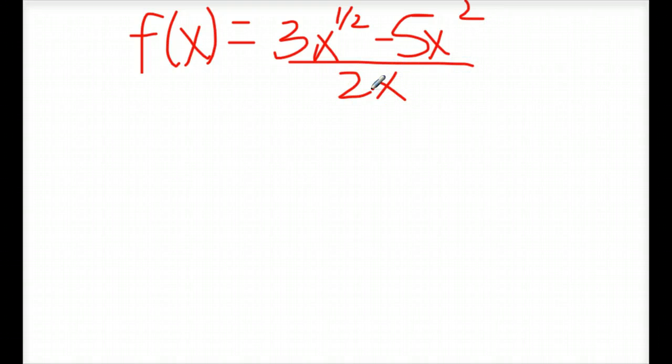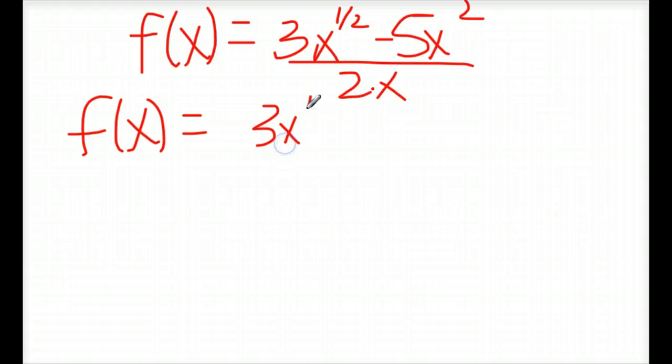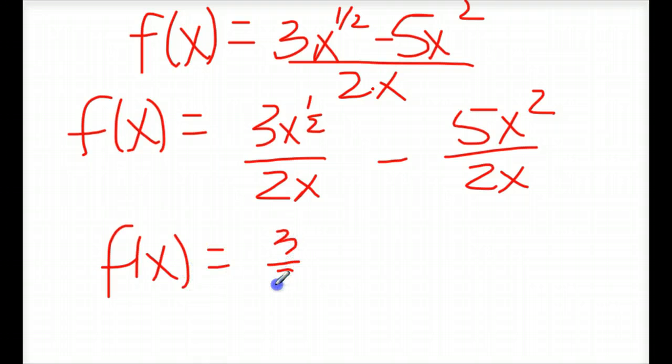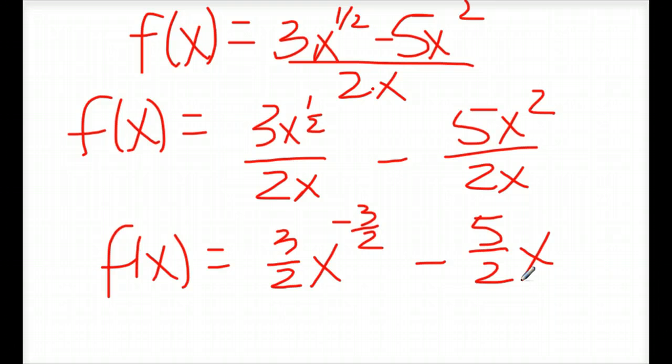So as you can see, I can divide this up, right? So I'm going to rewrite, and I'm going to get 3x to the 1/2 over 2x minus 5x squared over 2x. And if I continue to simplify, I'm going to get 3/2 x to the negative 3/2 minus 5/2 x. Oh, I have a 1 right here, so I'm sorry. This is actually a negative 1/2 right here. 1/2 minus 1 is negative 1/2, okay?